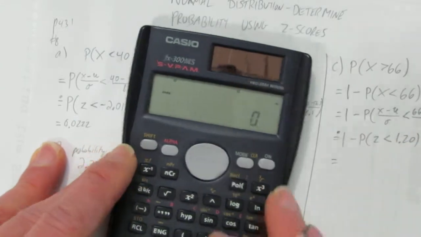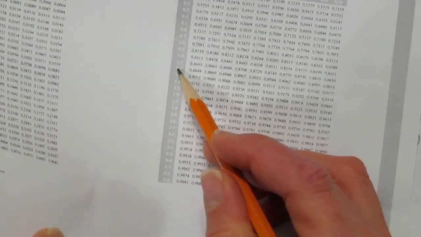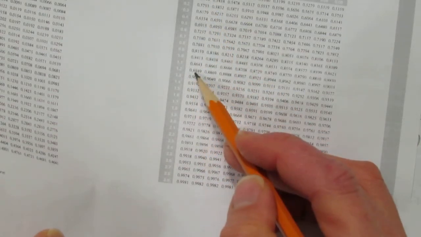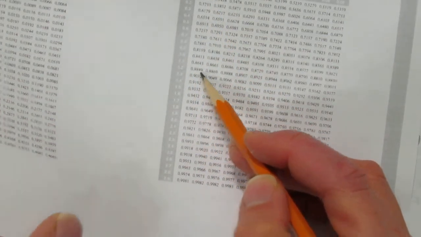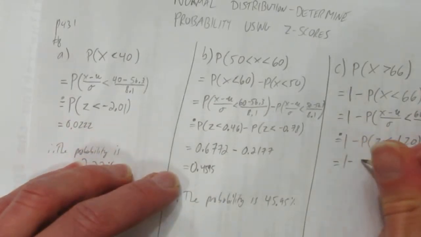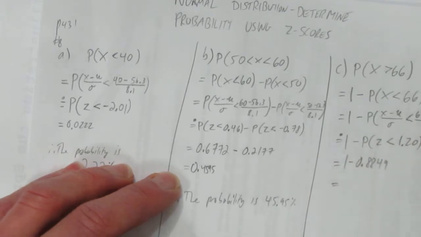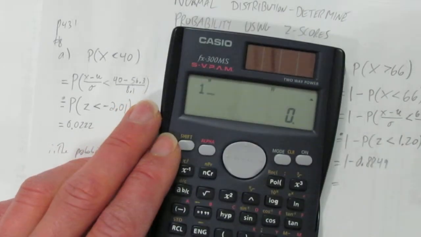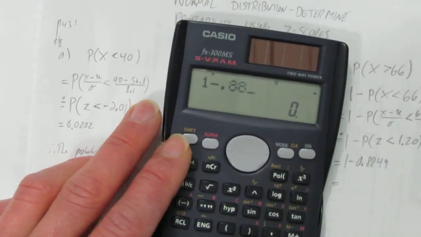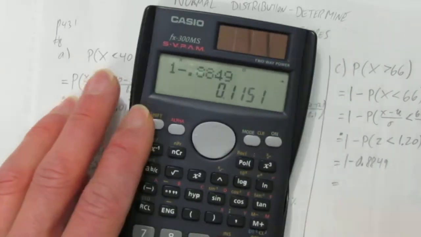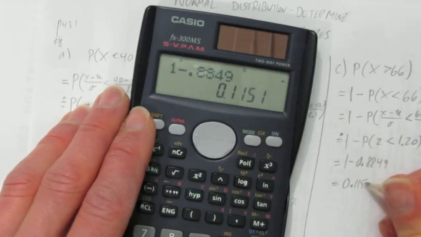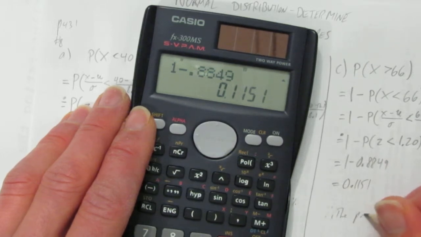Okay, we need to look up that z-score now. It's in my z-scores table. I want to look up a z-score of 1.20. So here's 1.2 in the 0 column, 0.8849. So it'll be 1 minus 0.8849. You can do that in your head, or use a calculator. What's 1 minus 0.8849? And you get 0.1151.